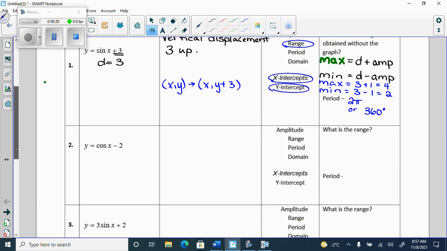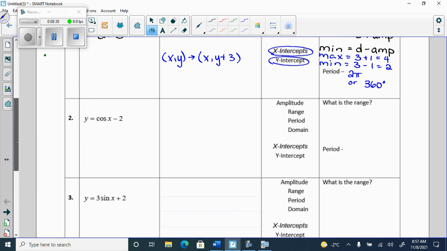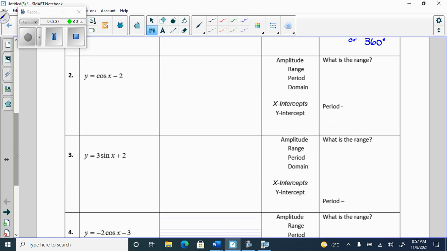So I want you to do, for here, I want you to do the transformations and the mapping, which has changed, what's the range, what's the period. For 2 and for 3. Try them out. Actually, sorry, for 2. We'll do 3. So this is a vertical displacement. Okay. Vertical displacement 2, down. What's my mapping? x, y becomes?